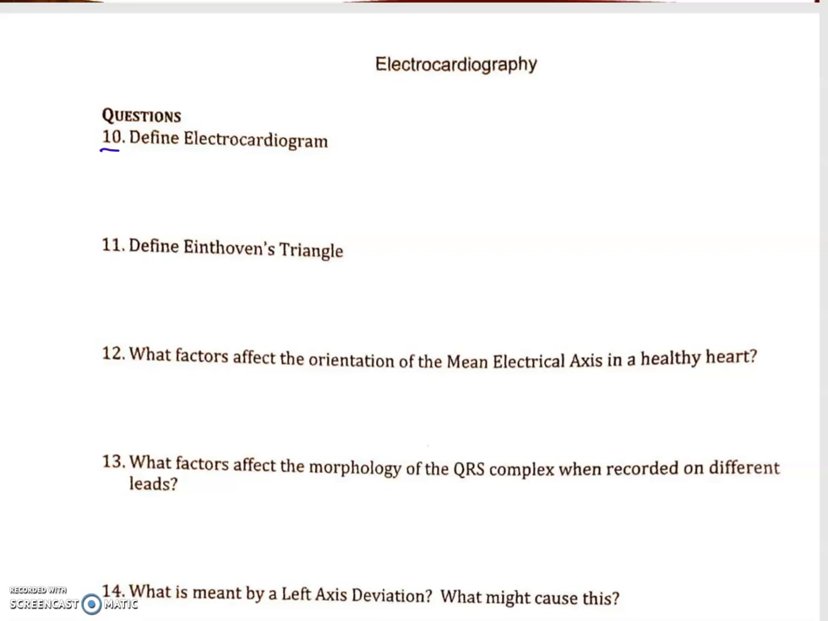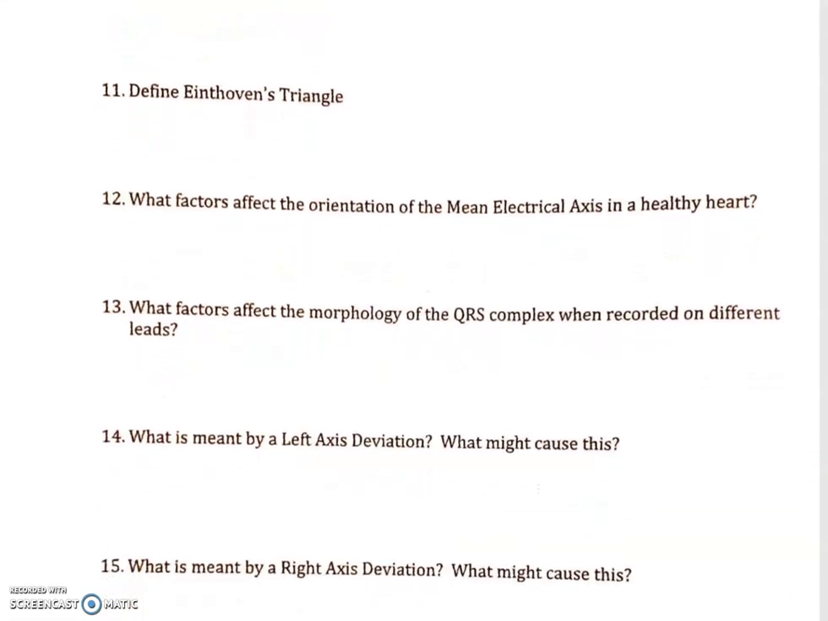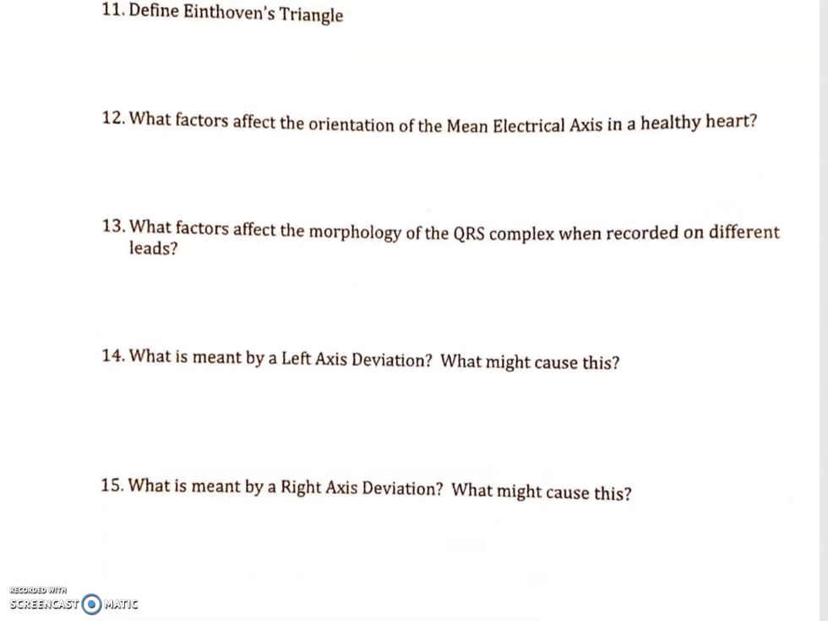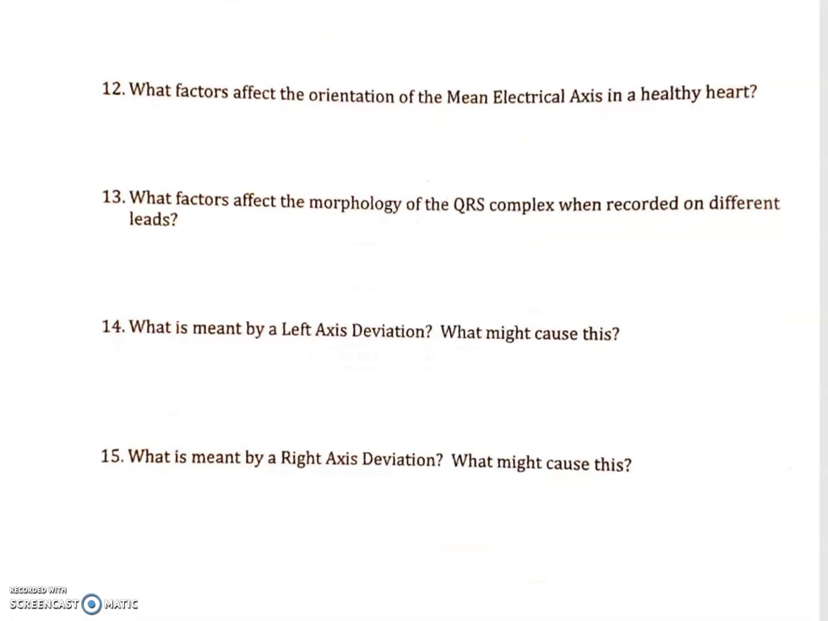What factors affect the orientation of the mean electric axis in a healthy heart? That's basically your anatomy. How much space is there? How much hypertrophy maybe is there on the right or the left side? How much space do the lungs need? So basically anatomical factors that are playing into the orientation of the mean electric axis in a healthy heart. So it's the main direction that your interventricular septum takes.